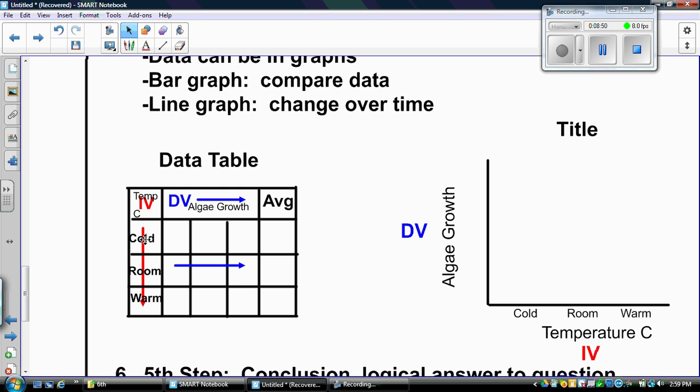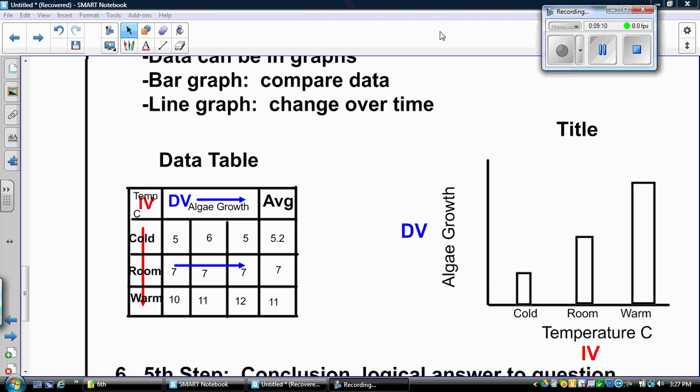Okay, so what we would do is we would set up algae growth at cold temperatures, and we'd have 3 different ones that are being grown in cold temperatures, 3 different ones grown at room, 3 different ones grown at warm temperature. And then we would measure the algae growth for each of those. So let me put some data in to show you. Okay, so if we put some data into the data table, you can see that we have 3 trials of each of the different independent variables, and then to get the average, you add them up. So I'd add 5 plus 6 plus 5, and then you divide by 3 because that's how many numbers there are, and that's an average of 5.2.